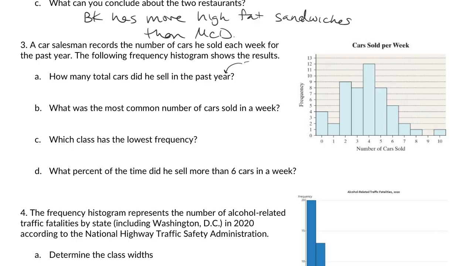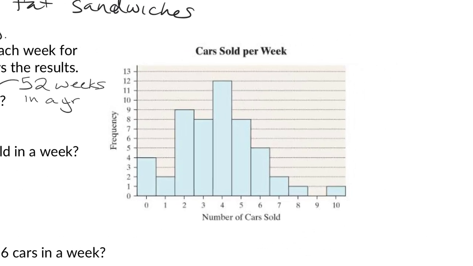Too many. There are 52 weeks in a year. Keep that in mind for later. Notice that this histogram is showing us the number of cars he sold per week and the frequency with which that type of week occurred through this whole year. So let's just look for a moment at our histogram.